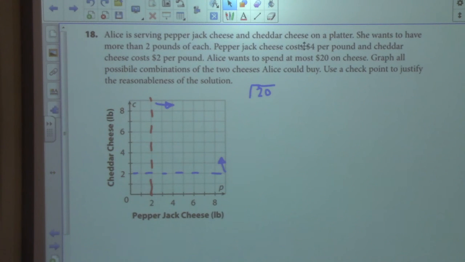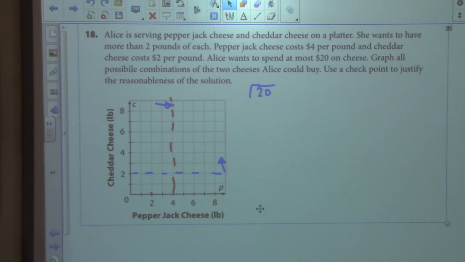Because pepper jack cheese is $4 per pound, right? So that's going to go, take all these. Kim is laughing at me. We did everything wrong? Yes. Golly, Jaden, I'm glad I got Kim to laugh at me. Well, I used $10 on it, $4 on the pepper jack and $2 on the cheddar.